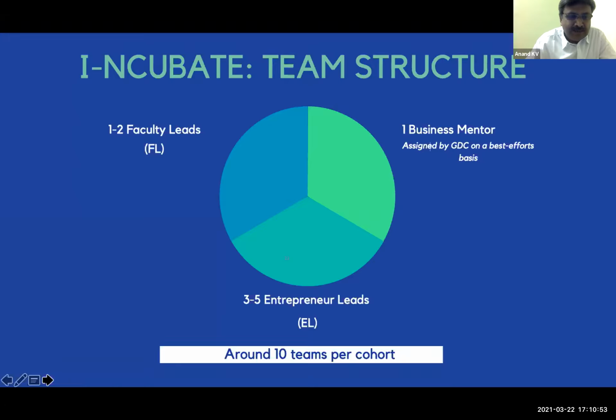This is how the teams are structured. You have the faculty leads, who are also sometimes referred to as the principal investigator. This person is part of the team, and there could be one, there could be more. That's why you saw in 118 teams, we had 128 faculty. So we've had teams where there is more than one faculty lead participating in the program and guiding the teams.